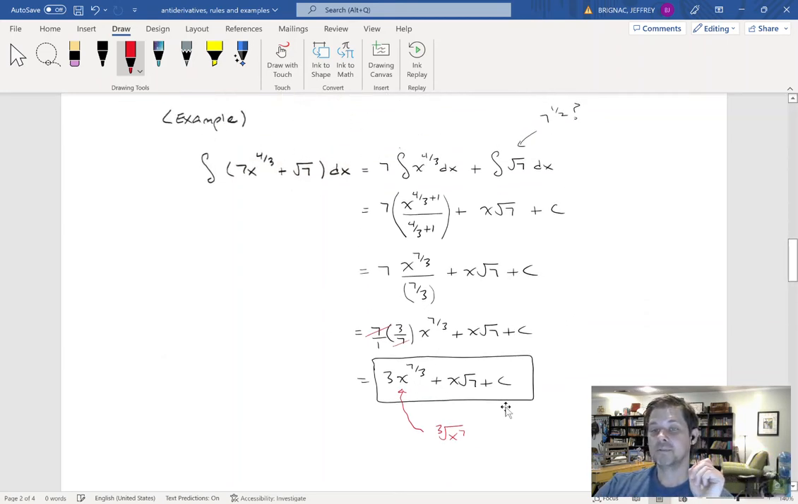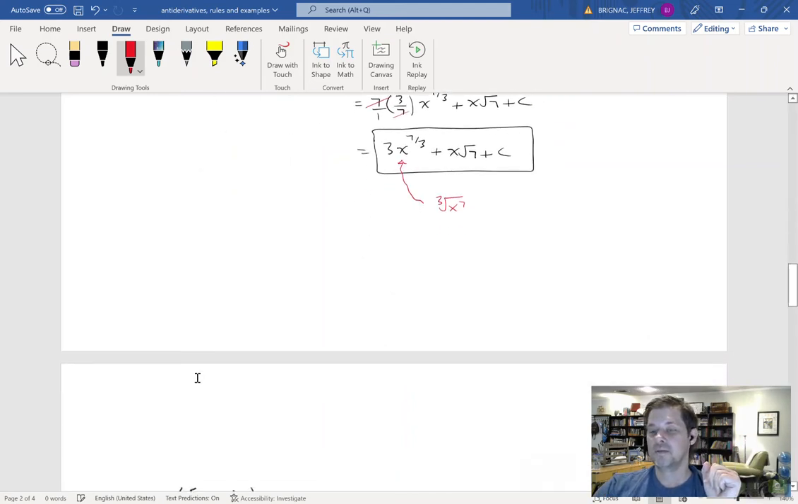All right. So now we see that if you have a constant times a function, a formula, whatever that is, you could just carry the constant along with your work. Same thing with a plus or a minus. Okay, so let's see the next problem.